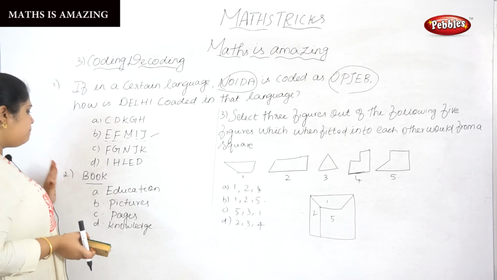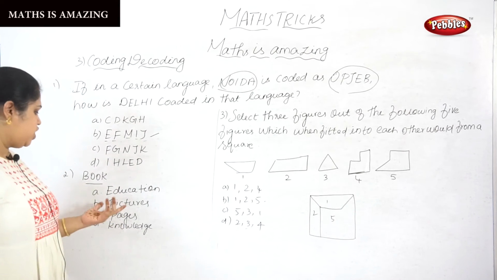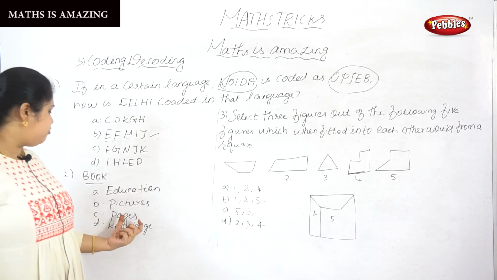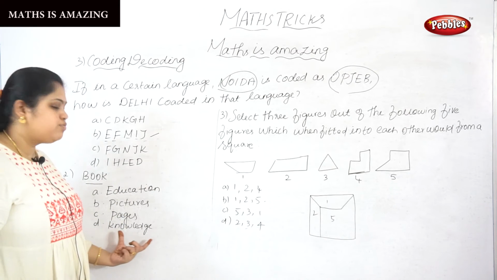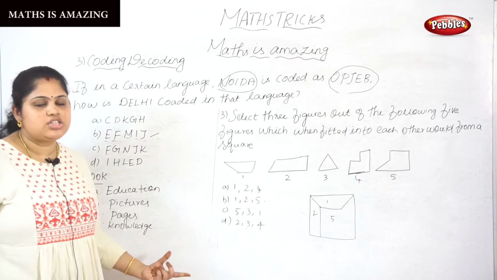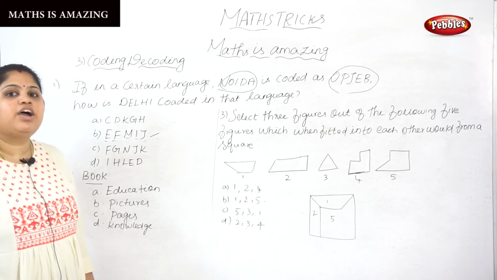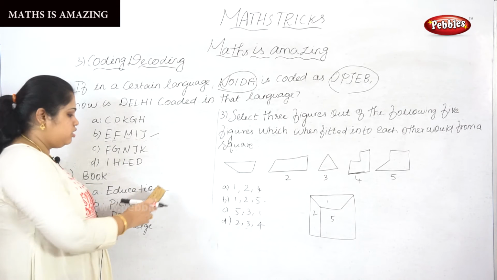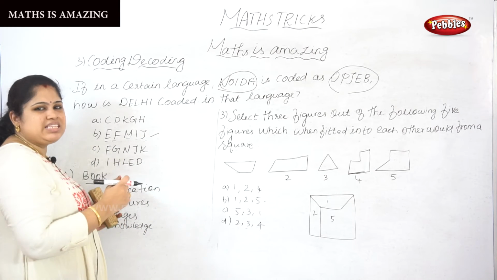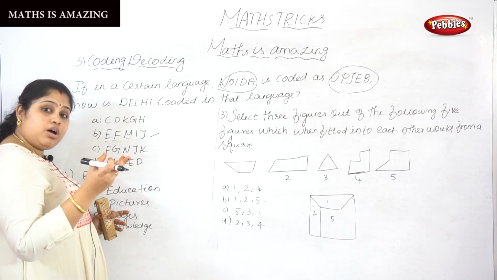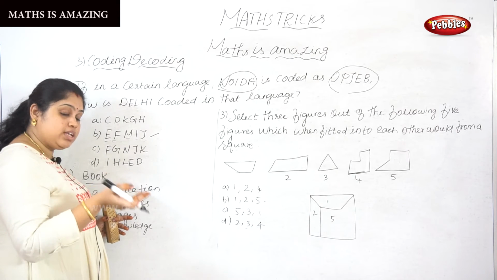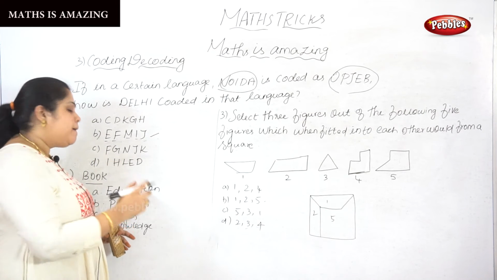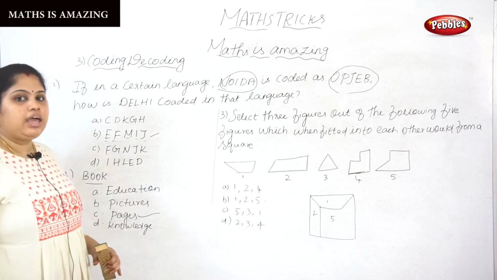Okay, next, book. So a book is related to education, of course. The books contain pictures, yes. The book has pages, yes. From the book we can get knowledge. So which will be the closest? If you take education, it's not that close. If you take pictures, yes, it's closer. Some books don't have pictures also, that is an option too. But every book will have pages. So pages will be the right answer.